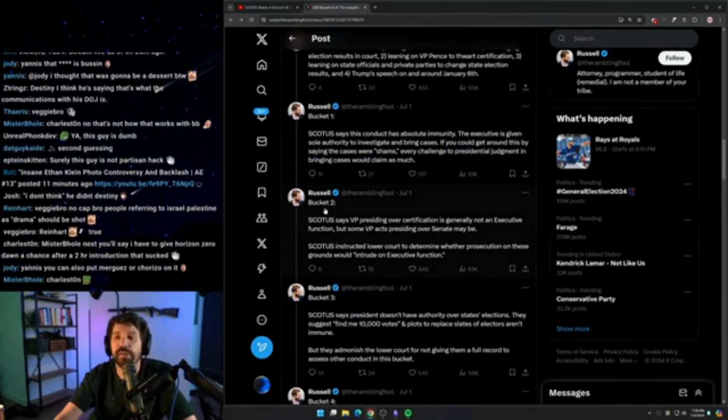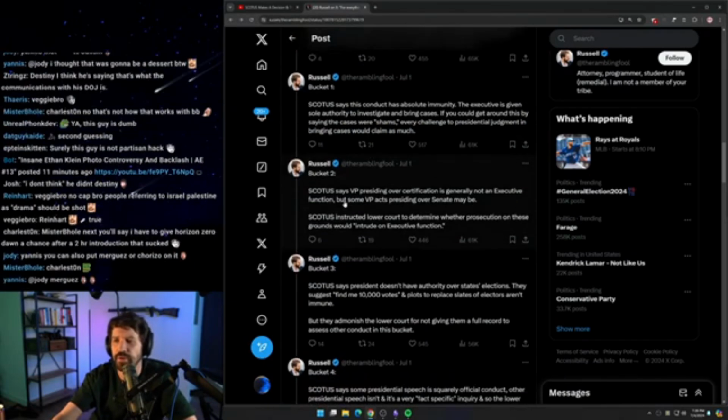Bucket 2, SCOTUS says that the vice president presiding over certification is generally not an executive function, but some VP acts presiding over the Senate may be. SCOTUS instructed the lower court to determine whether prosecution on these grounds would intrude on executive function.